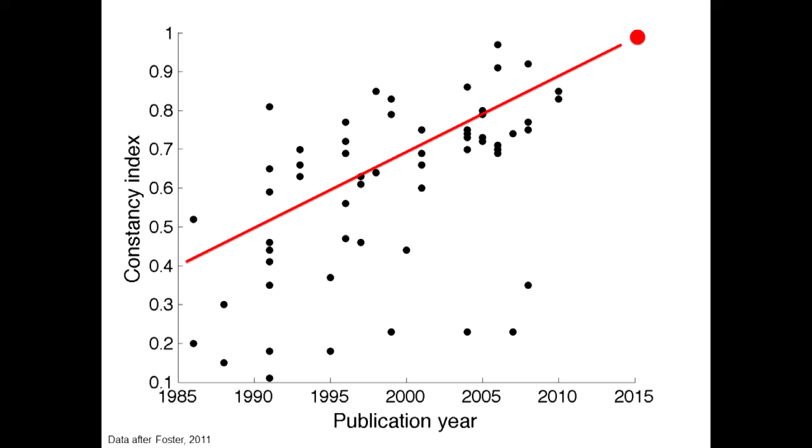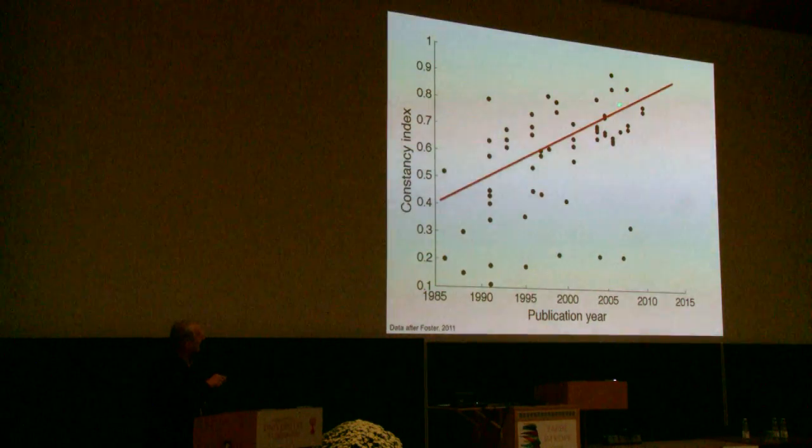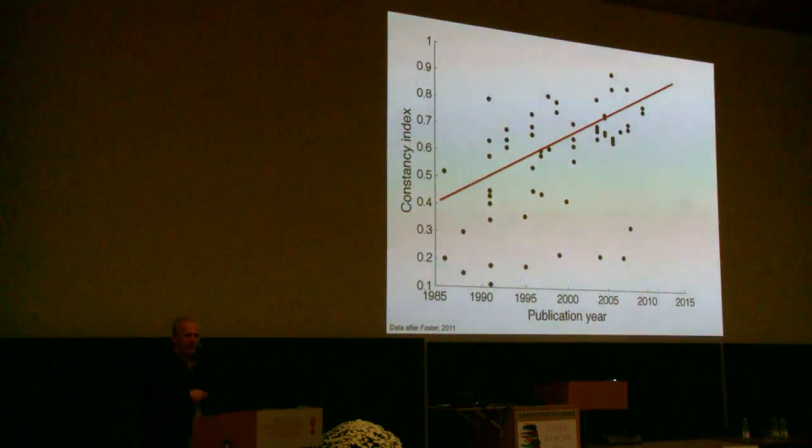And what this regression line, put here on data that were compiled by David Foster in a very nice review in 2011, seems to indicate is that color constancy is on the rise, and the prediction is that now there should really be a new method and a new experiment that shows that we are 100% color constant. And that's what I'm going to show you now.